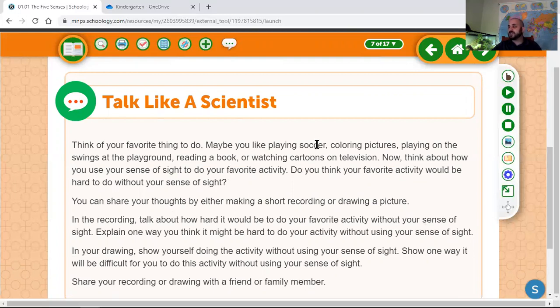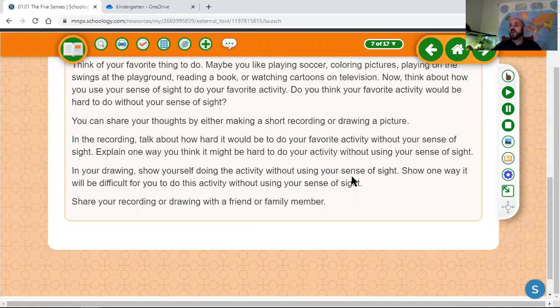You can share your thoughts either by making a short recording or drawing a picture. In the recording or sharing with your teacher, talk about how hard it would be to do your favorite activity without your sense of sight. Explain one way you think it might be hard to do your activity without using your sense of sight. In your drawing, show yourself doing the activity without using your sense of sight. Show one way it would be difficult to do this activity without using your sense of sight. Share your recording or your drawing with a friend or family member.